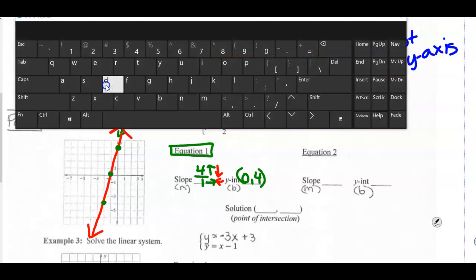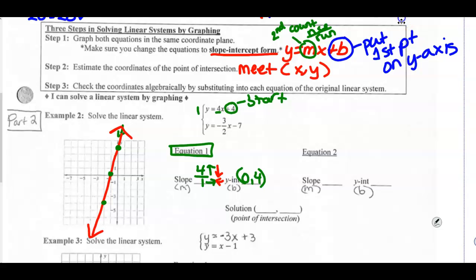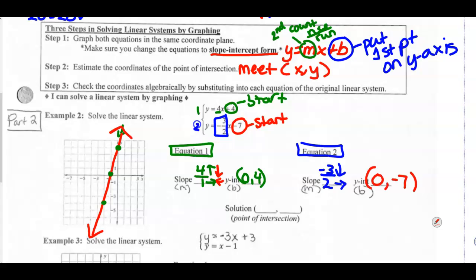So let's look at the second equation. Okay, I'm going to make that one blue, and I'm just going to call that equation 2. My slope is here. It's negative 3 over 2. And remember, I'm going to keep the negative on the top. That means I'll go down and right. And then my b, if I look at that, my b is this negative 7. This is where I start. I write it as (0, -7). So from here, I'm going to put my first point on (0, -7), which is right here.